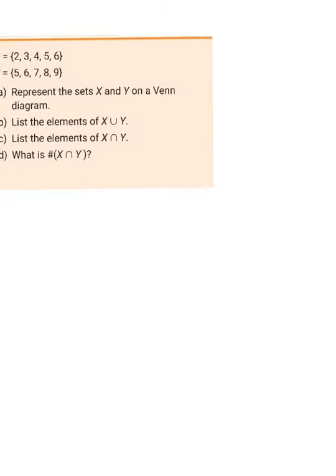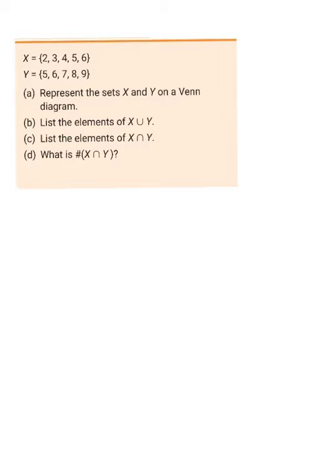Okay, so the last part that we're going to do today is where they actually get you to draw a Venn diagram and fill it in. Sometimes they'll give you the Venn diagram, but more often than not, you have to draw it. Okay, so X is 2, 3, 4, 5, and 6, and Y is 5, 6, 7, 8, and 9. Represent the sets X and Y on the Venn diagram.